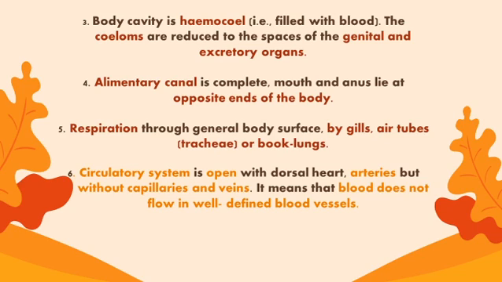The circulatory system is open, with dorsal arteries but without capillaries and veins. It means that blood does not flow in well-defined blood vessels. So the circulatory system is an open system. The dorsal heart, on the upper side of the body, is present, and the open circulatory system inside the animal body has no arteries, capillaries or veins.